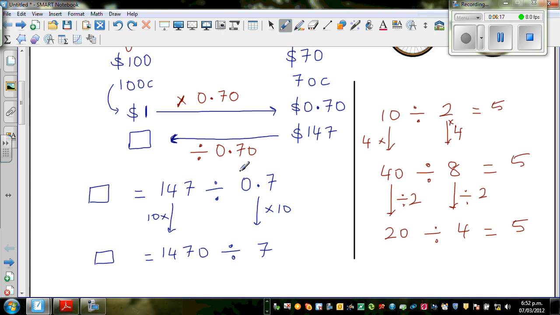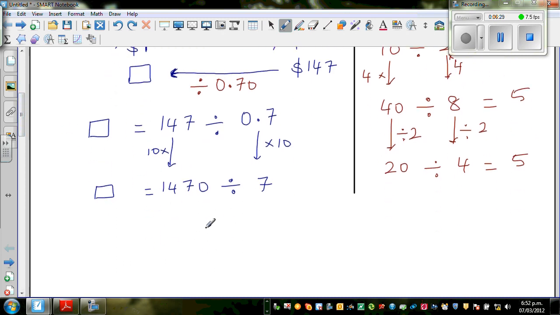I want to make this a tidy whole number. I know 0.7 times 10 is 7, so I multiply this by 10 too. Now I don't know how to do this directly, so I'm going to split it. This is equal to 1,400 divided by 7. 14 divided by 7 is 2, and then I put two more zeros. So 1,400 divided by 7 is 200. Then I have to divide 70: 70 divided by 7 is 10. So the answer is 210.